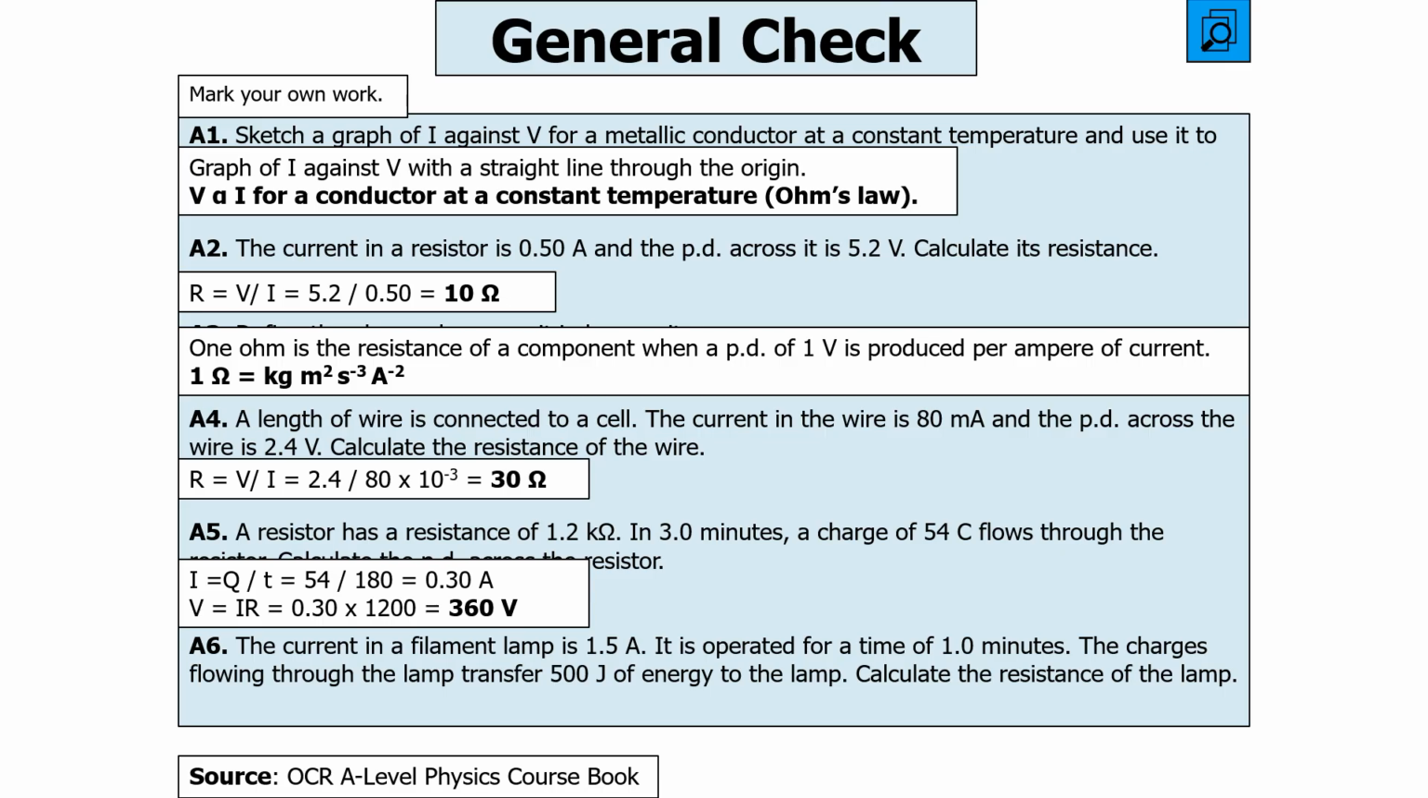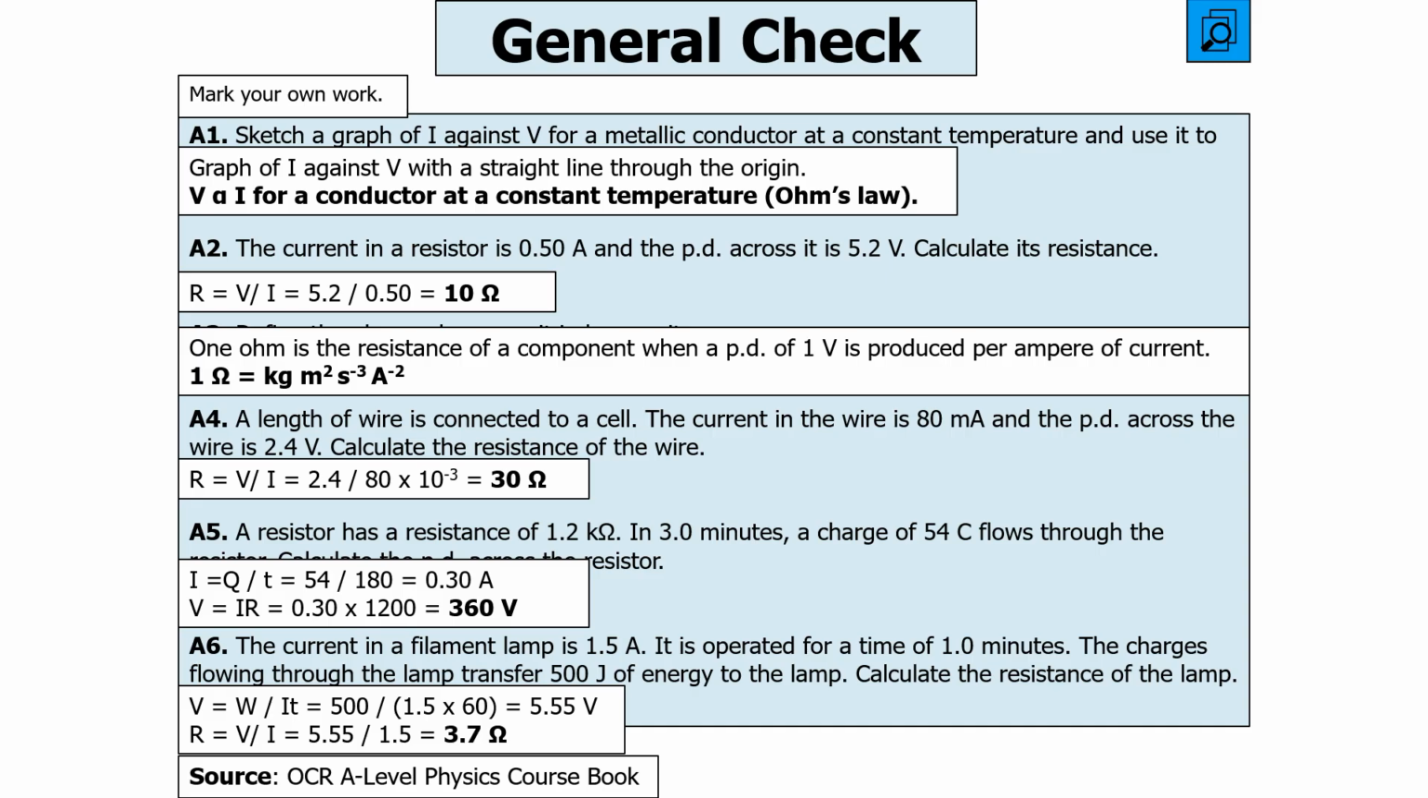And it's the same for the next question. We know that V is equal to the work done over the charge. Now charge is equal to It. So therefore it's 500 over 1.5 times 60, because we don't work in minutes, we work in seconds. So we get 5.55 volts. R equals V over I. We've got V, we've got I from the question. So you work it through to be 3.7 ohms.